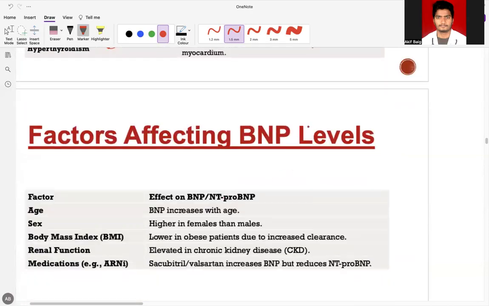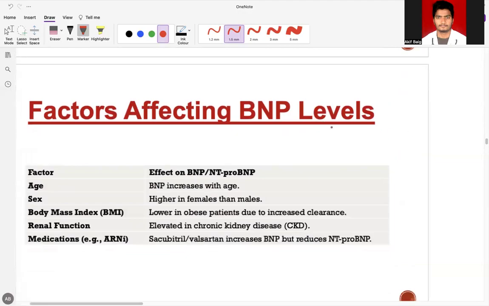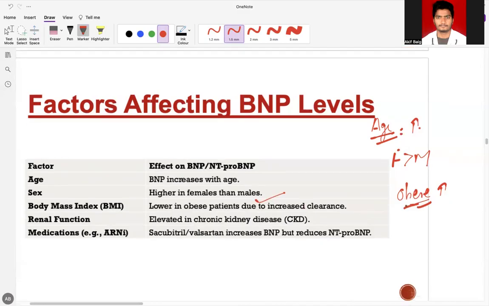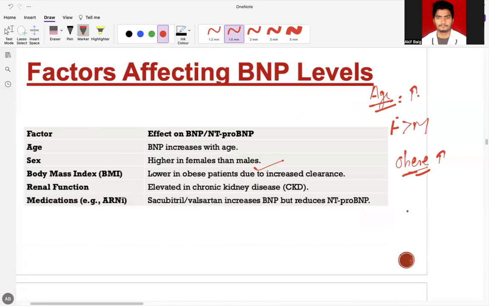What are the factors which affect BNP? BNP is affected by age. BNP level increases with age. It is more in females when compared to males. It is lower in obese patients. In obese patients, there is increased clearance of BNP, so BNP levels are usually low. Also renal function and medications affect it.